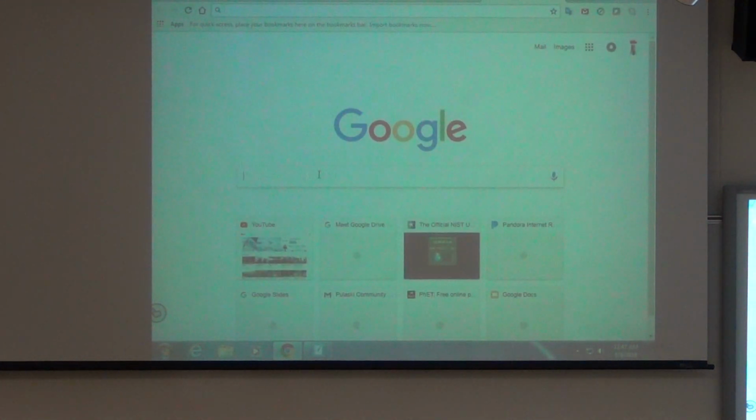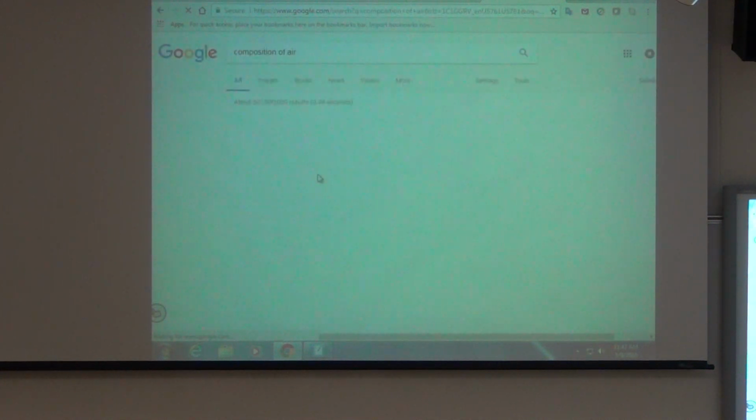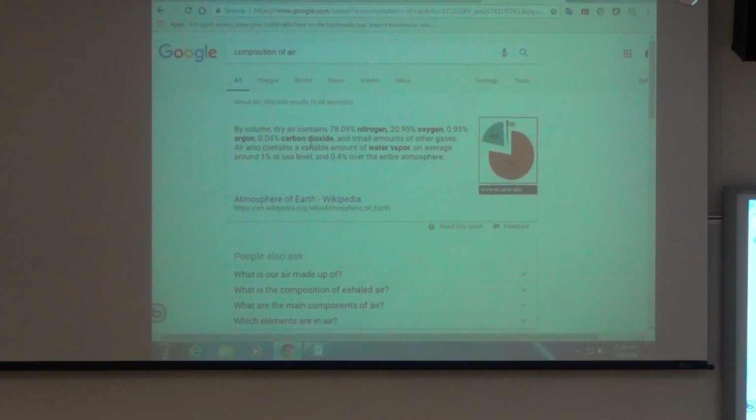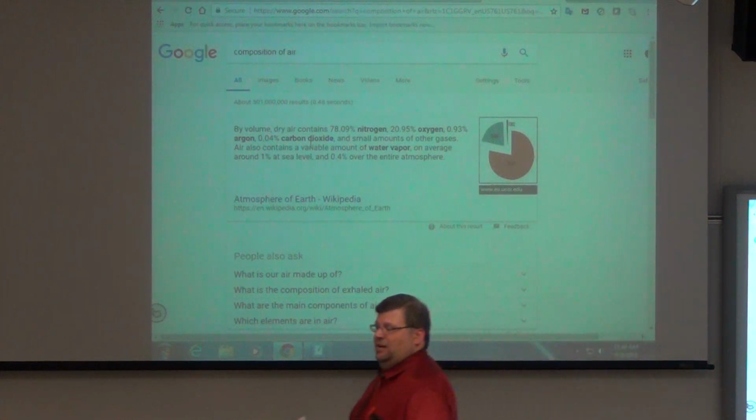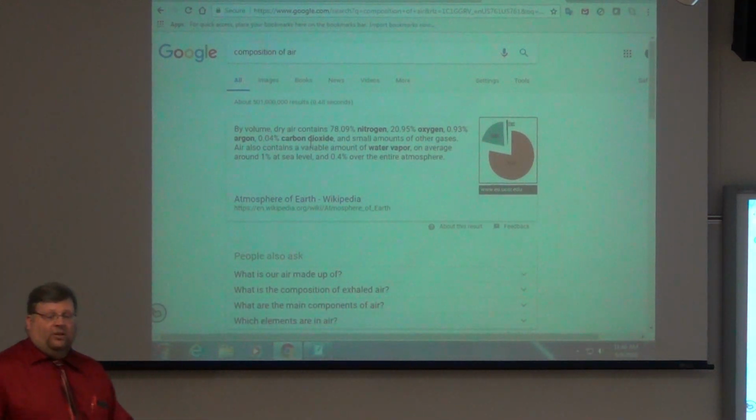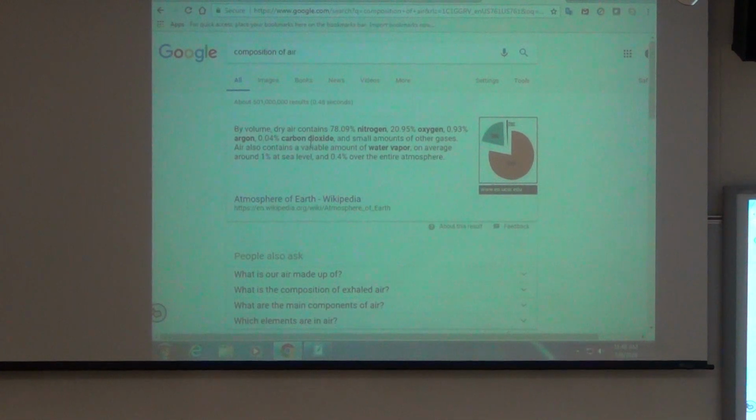Or internet. So you do the first one, you just look up composition of air. Look at that. Whoa, boom, up pops some information. It says, by volume, dry air contains 78% nitrogen, about 21% oxygen, 0.93% argon, and a really small amount of carbon dioxide. So which one of those would be the solvent? Nitrogen, yeah, it's always the most abundant material that is going to be your solvent. So nitrogen is your solvent.